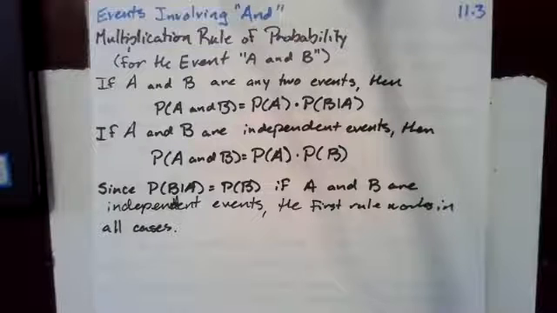If A and B are independent events, then the probability of A and B is equal to the probability of A times the probability of B. Since the probability of B given A is equal to the probability of B if A and B are independent events, the first rule works in all cases.